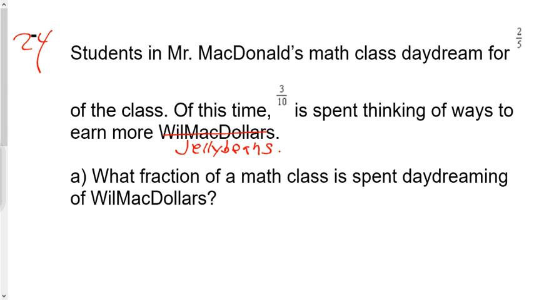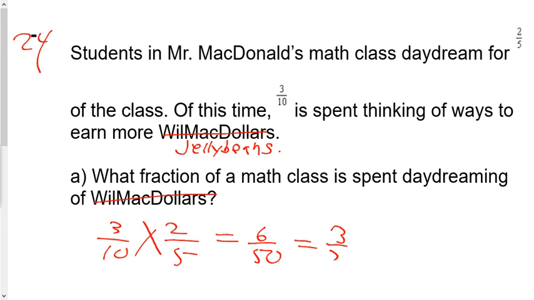What fraction of math class is spent daydreaming of jelly beans? So if 2/5 of the time is spent dreaming and 3/10 of this 2/5 is spent dreaming about jelly beans, then 3/10 times 2/5 should be the operation that is jelly bean dreaming. When I work this out, it works out to be 6/50, or in lowest terms, 3/25. Or, in terms of an equivalent fraction out of 100, 12 out of 100.